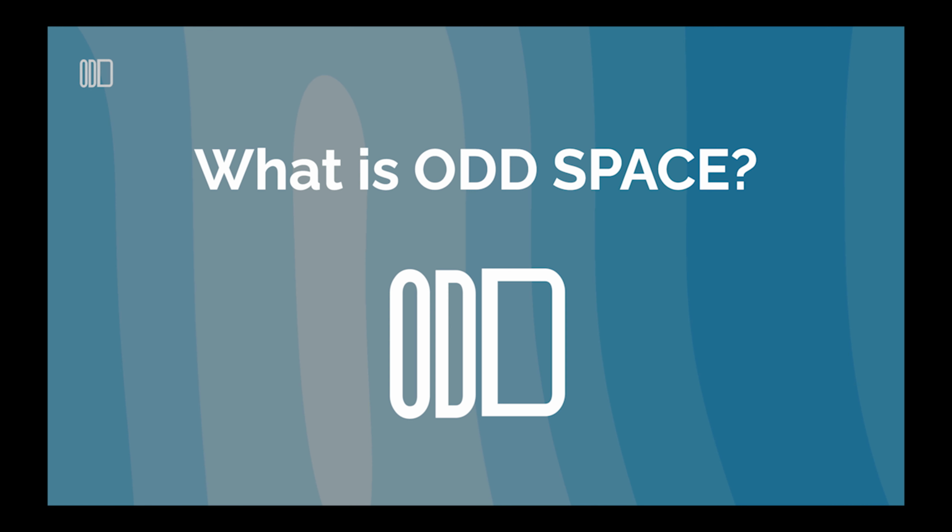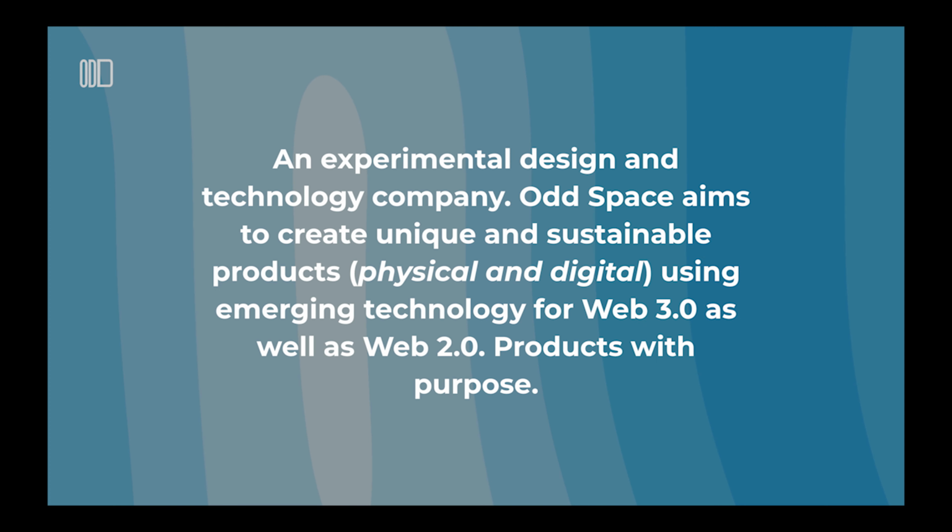During this video, you've probably heard me mention Oddspace a few times. So what is Oddspace? You're probably thinking. Essentially, Oddspace is an experimental design and technology company. At Oddspace, we aim to create unique and sustainable products, both physical and digital, using emerging technology for Web3 as well as Web2. And in the near future, look out for a lot more experiments, a lot more collaborations, and some more classes as well, because I want to teach you guys how to do a lot of the stuff that I've been able to do that's allowed me to collaborate with brands and just make money, basically.